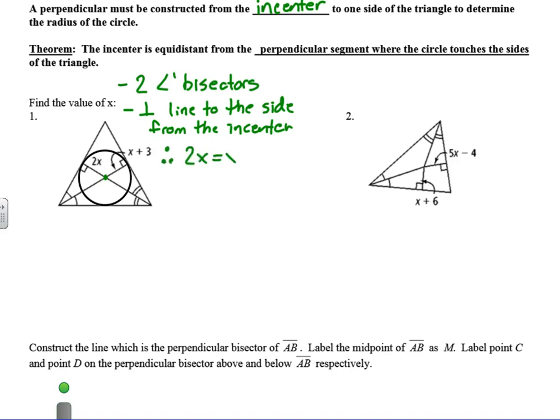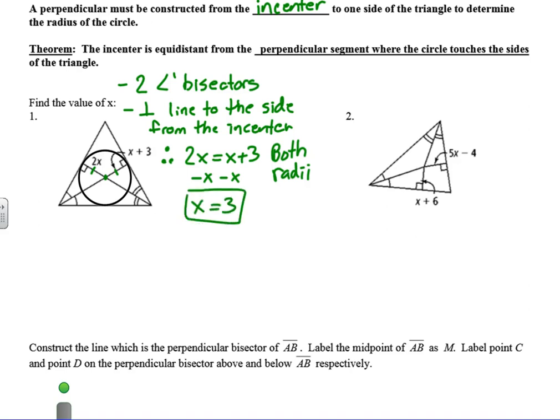2x equals x plus 3, and the reason is these are both radii, and in a circle the radii are all the same. So this one and this one, they're congruent, or they're the same distance to each other. So we can just go, that's why we can set them equal. So if we subtract x, we get x equals 3.